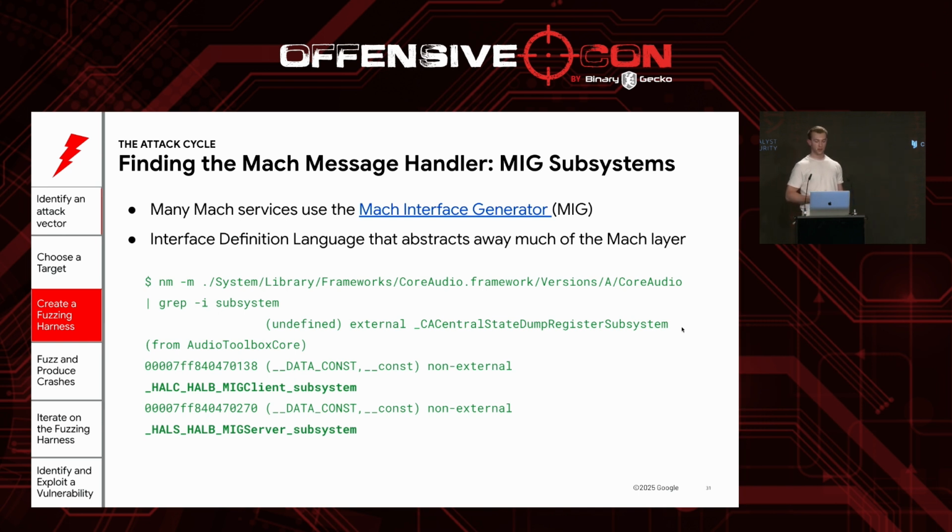And as I looked more into this, I learned about the Mach Interface Generator, or MIG. It's an interface definition language that abstracts away a lot of the Mach layer. And you can actually grep for these things called MIG subsystems and get a good idea of where the message handling code is going to be happening.